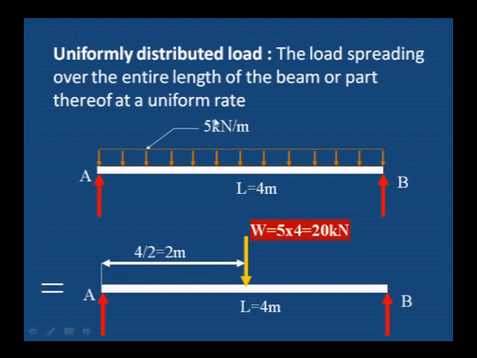That means if we want to convert the uniformly distributed load to the point load for calculation purpose, we have to multiply the 5 kilonewton, that is the intensity of load, with the distance, and we get the point load. That point load will act at half the distance, the center distance, that is 4 meter divided by 2, 2 meter distance from A, or from B also it is 2 meter.